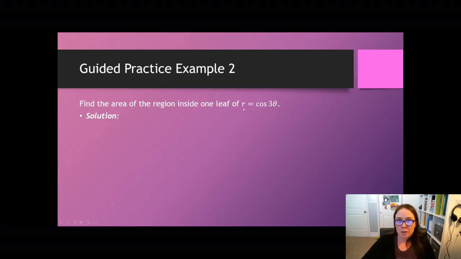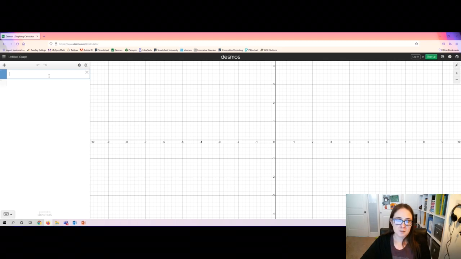So I'm going to start by going over to Desmos and seeing what r equals cosine of 3 theta looks like. And this is one of those things I really love about Desmos. It allows us to type in polar coordinates without having to change modes or anything like that, like you'd have to do on a graphing calculator.